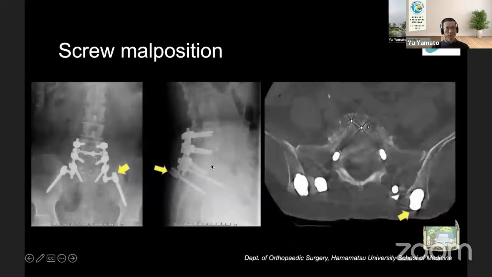This case shows a screw head protruded from the iliac crest. This may cause a decubitus after surgery.